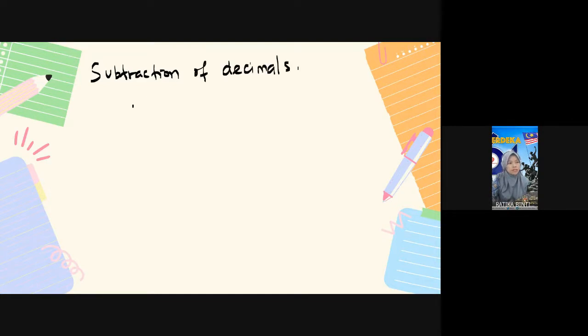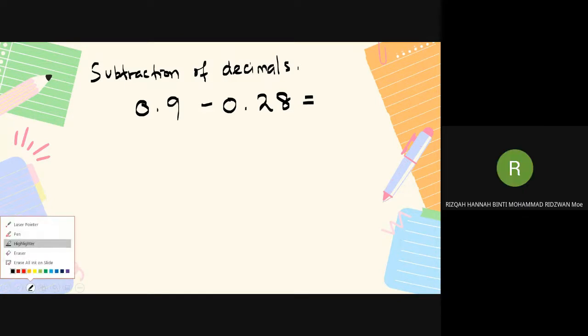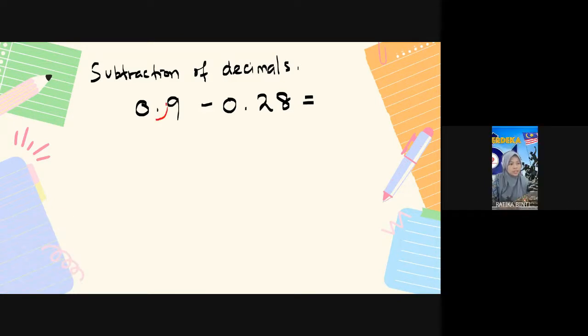If I have this question, 0.9 minus 0.28. Okay, how do I change this into normal form? Macam mana saya nak tukar dalam bentuk lazim? Apa yang paling penting sekali? What is the most important thing here to change this number sentence into normal form? Apa? Decimal points. Yes, again the decimal point.